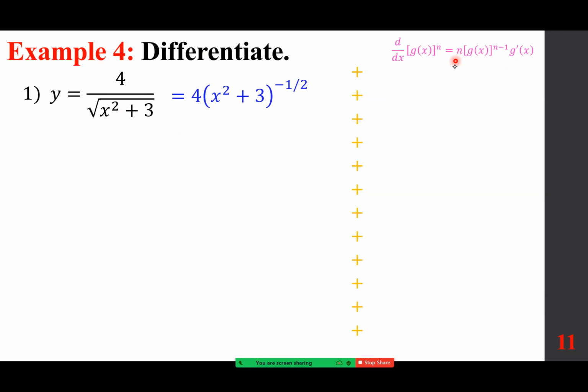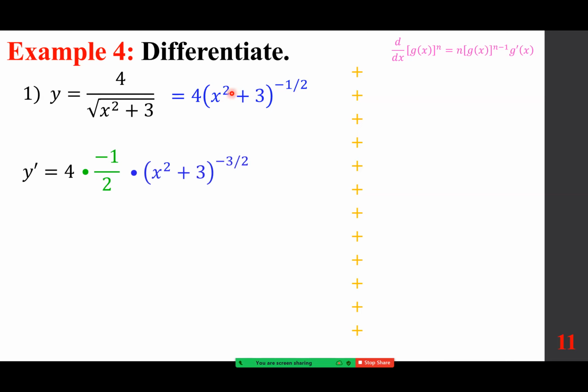Now before I go to n, first I have this number 4, so I'm going to write it. I'm not going to change that. This is not going to go away. So y prime is 4, now the rest of them, I'm going to look at this one, n, so minus 1/2. g of x to the power of n minus 1. I write this one to the power of minus 1. Minus 1/2 minus 1 becomes negative 3/2.